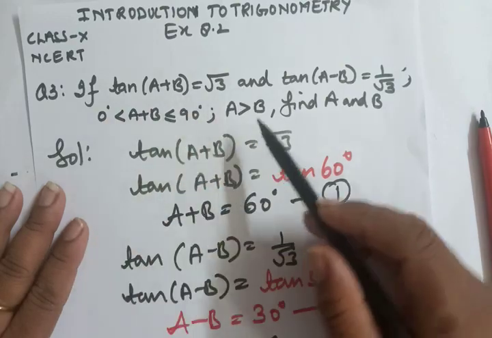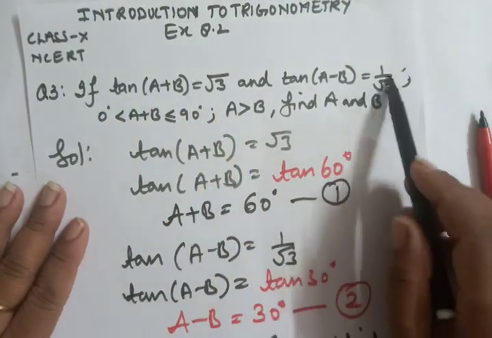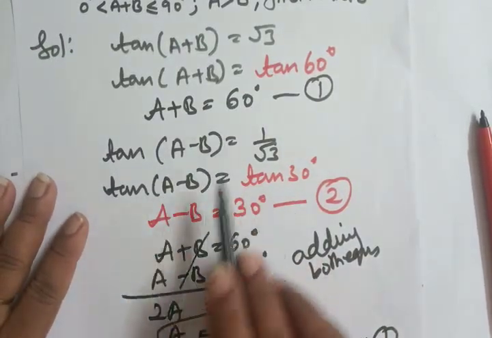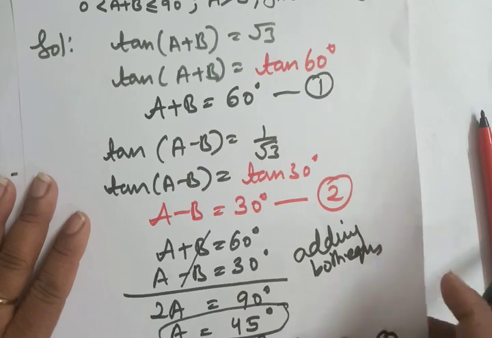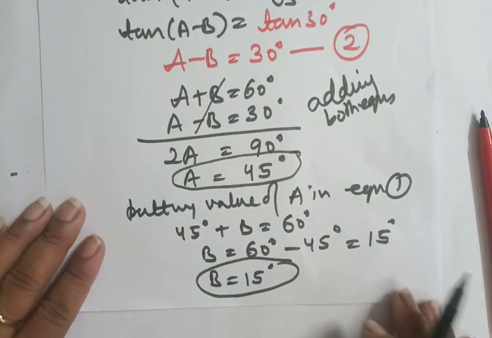So we know that root 3 is the tan 60 and 1 upon root 3 is the tan 30. So we have got the values for a plus b and a minus b. We simply add them, and we have got the values for a and b.